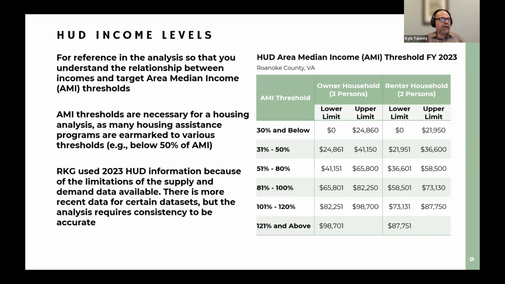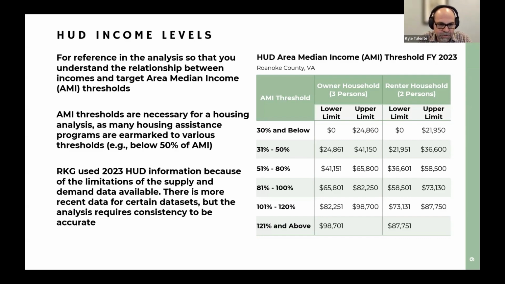And so this graphic here on the right is showing you what the income bands are for owner households and renter households in these different thresholds. So 30%, 50%, 80%, 100%, 120% are industry standard thresholds that you take a look at when you're talking about housing need, because if you just generally define the term housing affordability, it is housing that a household can afford to pay for that doesn't make them cost burdened.